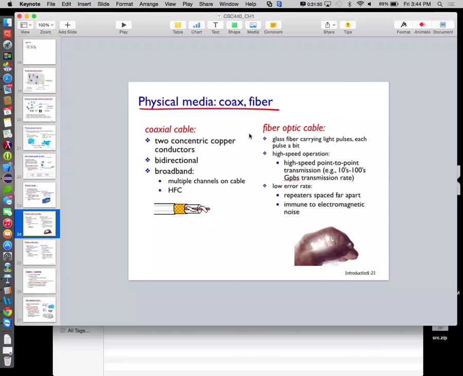So fiber optic cable is a glass fiber carrying light pulses, each pulse being a single bit, and it's kind of bouncing off the walls of this, so that's how it propagates. High speed, point to point. Low error rate, repeaters spaced far apart, immune to electromagnetic noise.